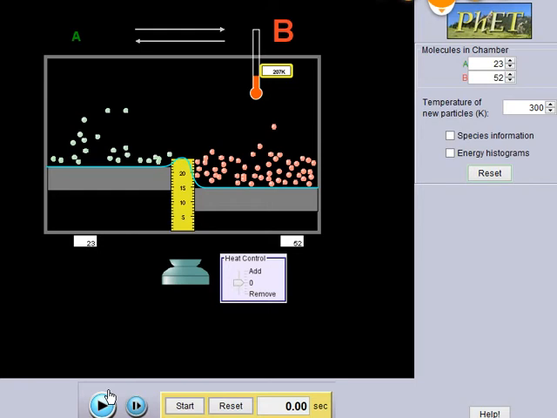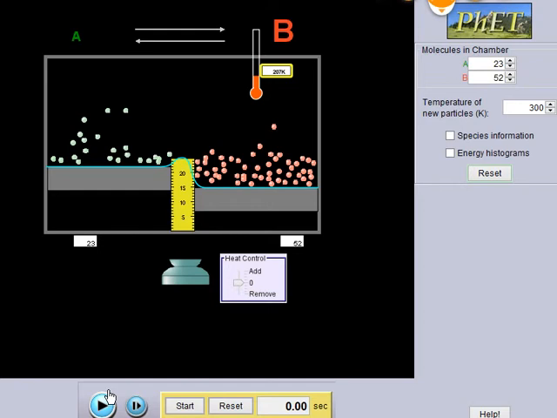That's very important. If you have the same number of particles, then irrespective of which direction you approach equilibrium from, the equilibrium concentrations are always going to be the same. This is extremely important. Do you guys understand this? Okay, good stuff.